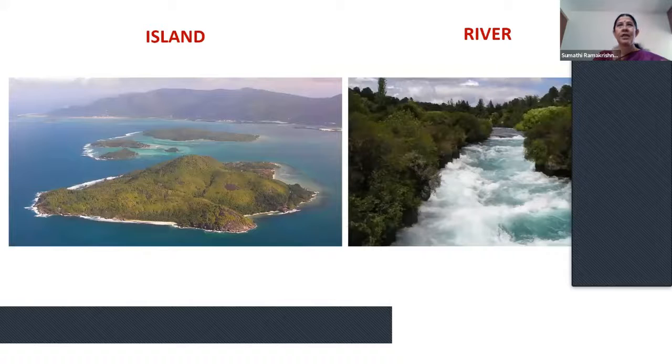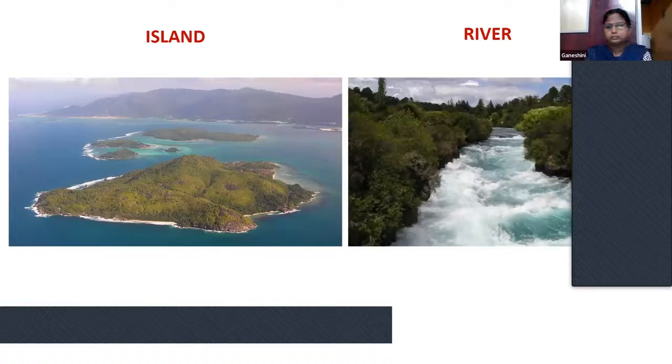Then, island. Easily they will tell you it's a landmass surrounded by water on all sides. Okay. And you can tell, we have two union territories as islands. What are they? Andaman and Nicobar and Lakshadweep. Yes.